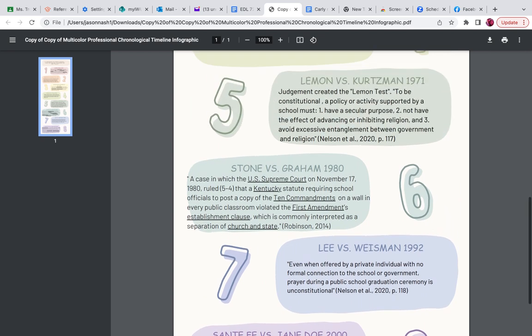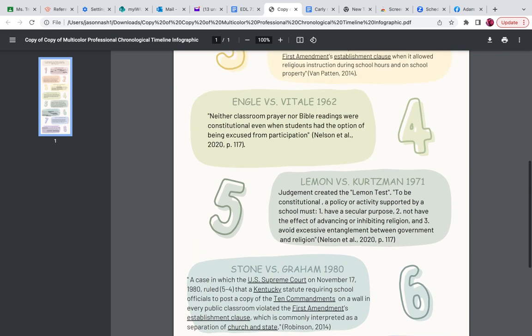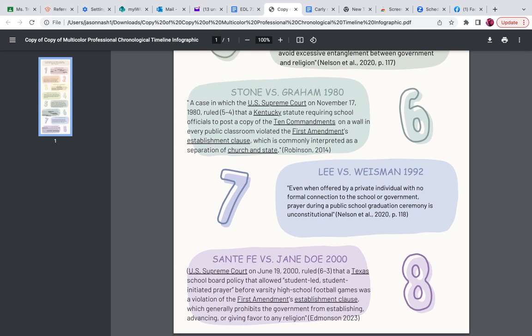Then we'll move up into 1980. So fast forward 9 years. Stone versus Graham, 1980, a case in which the court ruled 5-4 that a Kentucky statute requiring school officials to post a copy of the Ten Commandments on a wall in every public classroom violated the First Amendment's Establishment Clause again. One of the things that we want to look into after we do these is to go back into the Constitution and look into the Establishment Clause, again tying into the Everson case, because as you can see, after it was mentioned in the Everson case, we saw it pop up a few times through the course of this educational journey that we're taking. Really, really amazing stuff here.